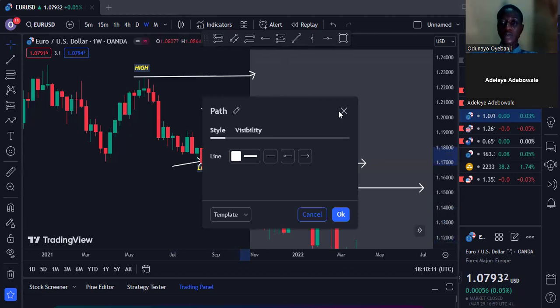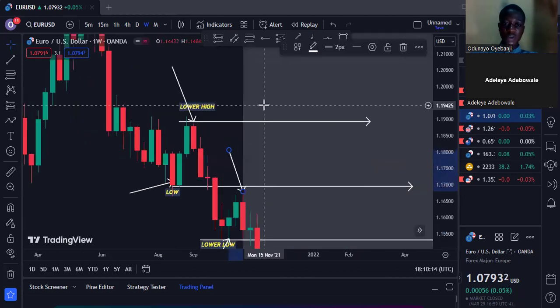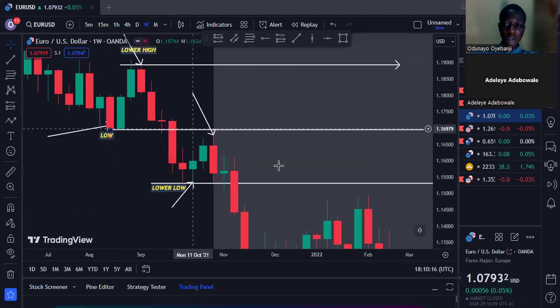Sorry for the graphics, or whatever it's called, for the lighting. This point is called what? This one.